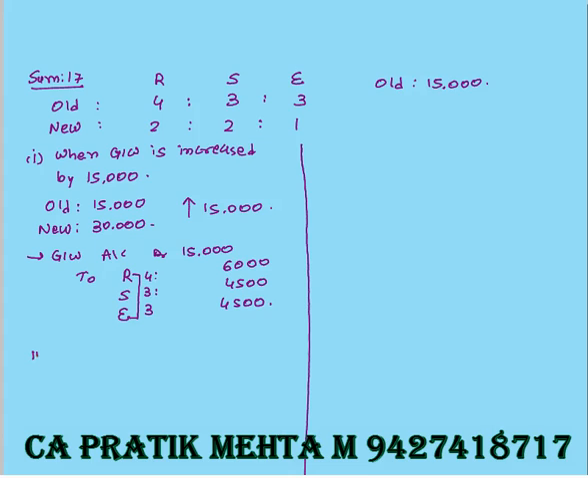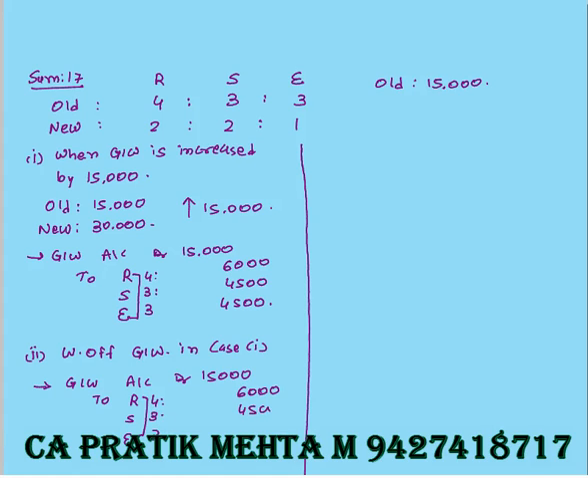Please check under case number 2 what we need to do. Value of goodwill is written off after the increase in the value as mentioned in 1 above. That means write off goodwill in case 1, isn't it? So हमें क्या करना है, सबसे पहले केस 1 के तरह हमें पहले गुडविल इंक्रीज करनी पड़ेगी. लेट अस पास द एंट्री फॉर द सेम. गुडविल अकाउंट डेबिटेड 15,000 टू RSE, and that is 4:3:3. That comes to 6,000, 4,500 and 4,500.